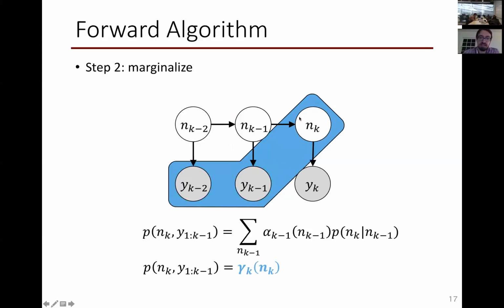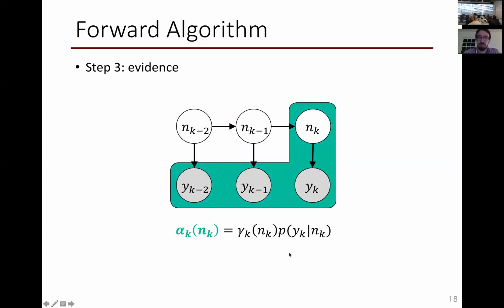We define this message as the gamma message, which just helps with some of the notation later in the talk. We're not going to spend too much time focusing on it. But once we have the gamma message, the next step is to introduce the last piece of evidence here, the last yk. To do that, we just multiply by this observation distribution, and we're left with what we set out to get, the next alpha message.